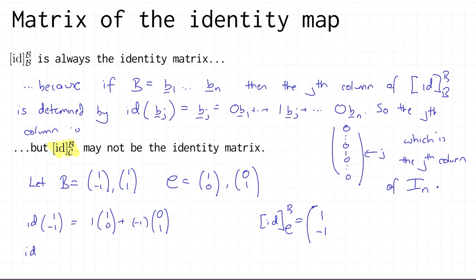And then if we do the same thing for the second basis vector from B, from our initial basis, we get 1 times (1, 0) plus 1 times (0, 1). So the second column will be (1, 1). So actually you can see what's going on here. We're just putting the column vectors in B into a matrix like this. And you can see this is not the 2 by 2 identity.